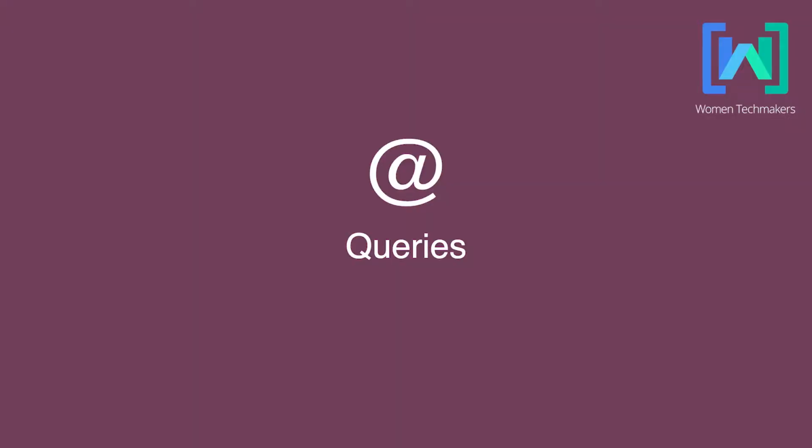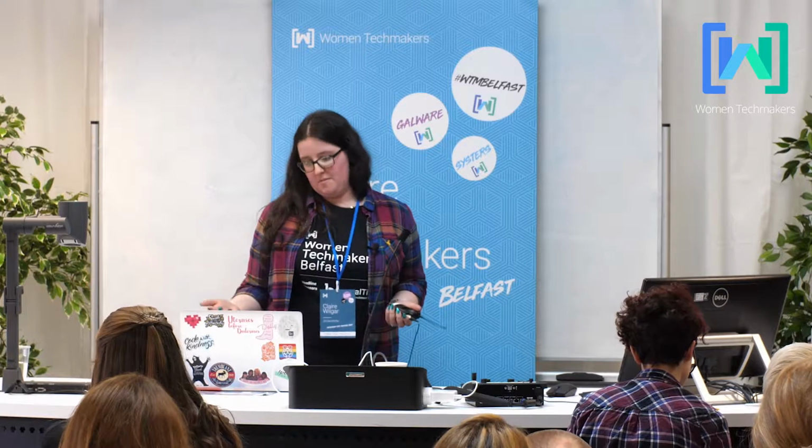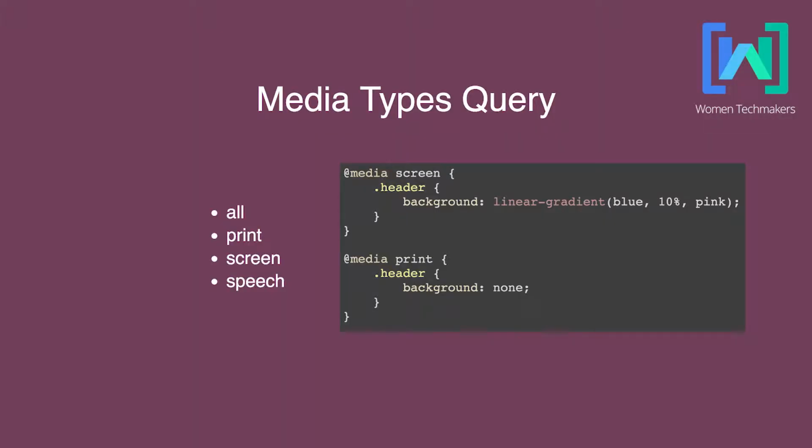And the next thing, which flows on from that, is queries. So you can use queries to find out different things about the web page that your content is going to be on, and use these to change what rules you apply. Media types query. So this is the bare bones initial thing. You can check where your content is. So is it going to be printed out? Is it going to be on a screen? Is it going to be on a screen reader? Or is it going to be in all?